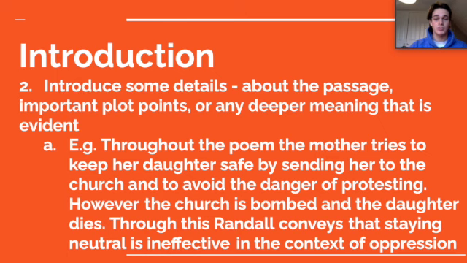However, the church is bombed and the daughter dies. Through this, Randall conveys that staying neutral is ineffective in the context of oppression. So like I said, the first part of this focuses on the more important plot points, and then we're able to draw a conclusion about the deeper meaning from this, okay? The idea that staying neutral is ineffective in the context of oppression.